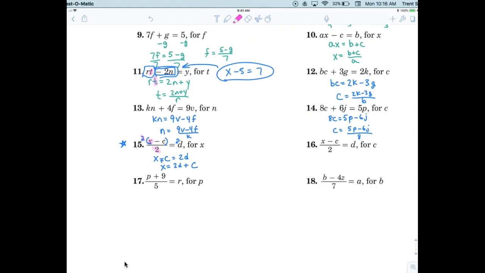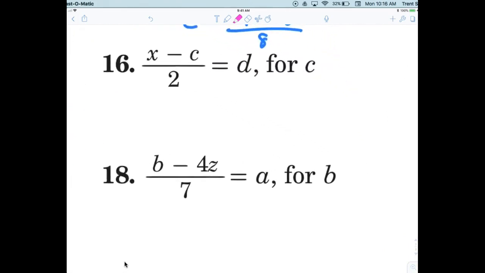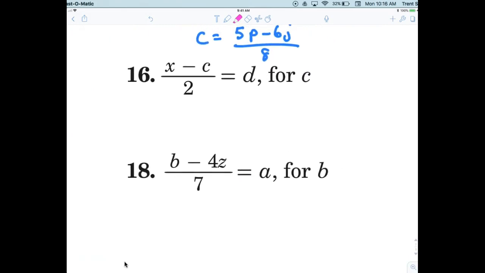Actually, that's very good. It does look exactly the same. That's why you have to be careful when you take your test and solve for the right variable. This time I have to solve for c. Does that change what I have to do with divided by 2? No. So right off the bat, you should be able to tell me that x minus c is still 2d. Everybody good with this?